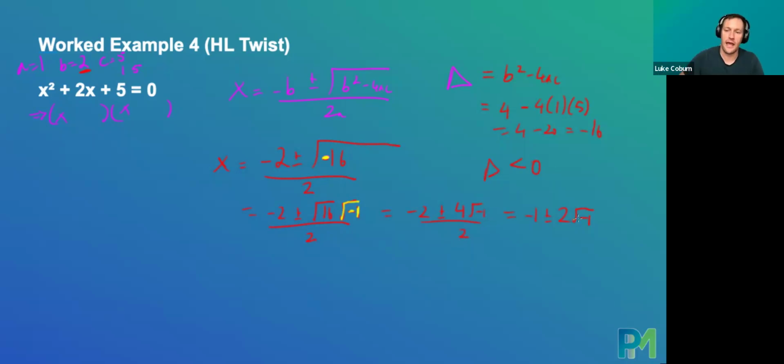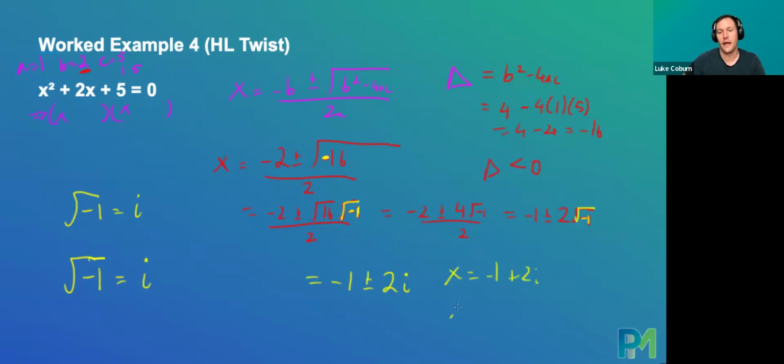And now we've gotten down to the end where this is our answer, minus 1 plus or minus 2 times the square root of minus 1. We just give it a funny name, i. The reason we give it i is because we don't want to write down the square root of minus 1 every time. So this answer is then minus 1 plus or minus 2i. And this gives us x is equal to minus 1 plus 2i, x is equal to minus 1 minus 2i.